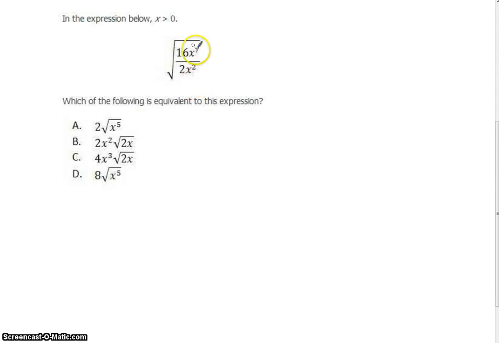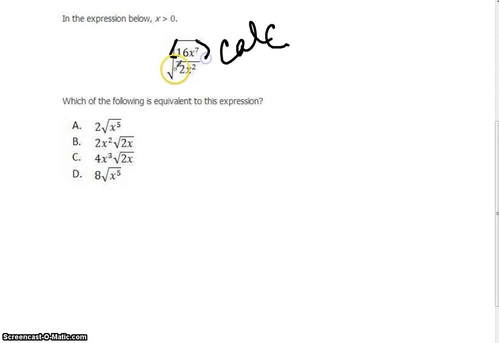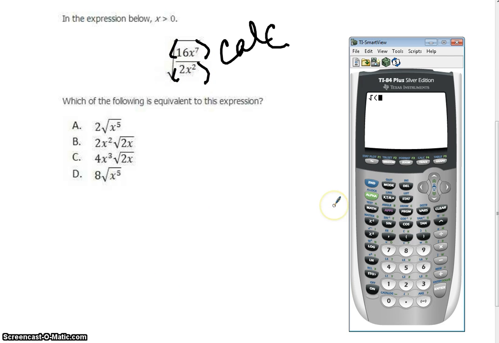So once again, we have a problem with x, so you would just punch it into your calculator and see what you get. So let's clear that out. We've got second x squared. There is a trick to this one. You've got to put the top in parentheses and you've got to put the bottom in parentheses. Make sure you do that or it won't necessarily give you the correct answer. So open parentheses and we have 16x root 7, close for the top, divided by open for the bottom, 2x squared, close the bottom, close the square root, enter, and we're looking for 894.427.